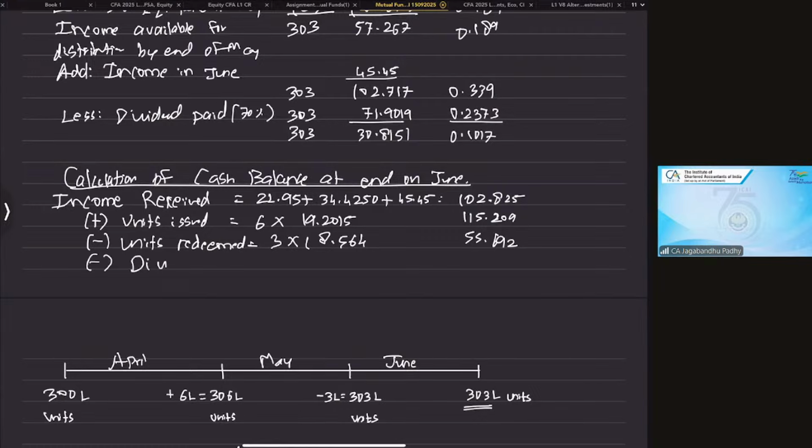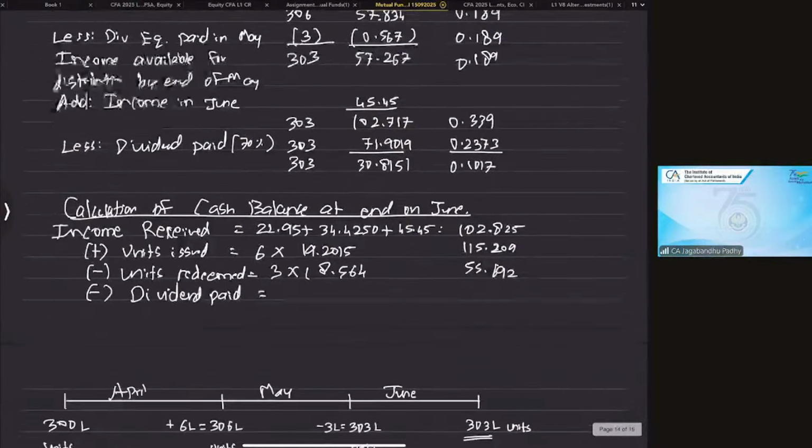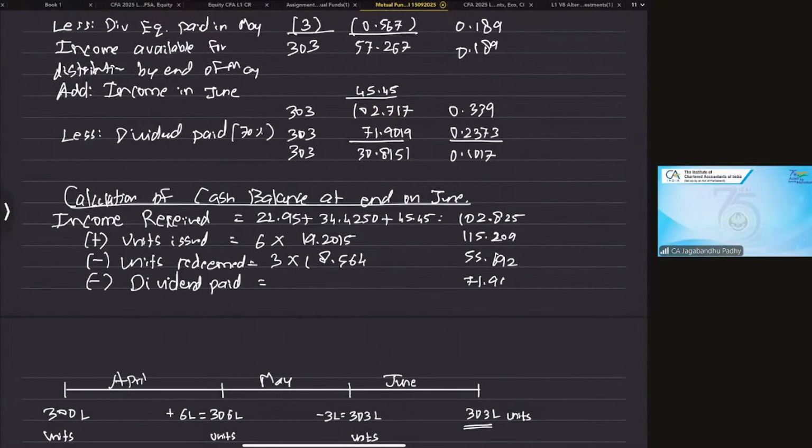Less, we have paid dividends also, right? So the dividend that we have paid, we have computed the dividend, right? 71.9019. So two of the numbers are getting subtracted and others are getting added. You can just take a total and give me the net change in cash balance.